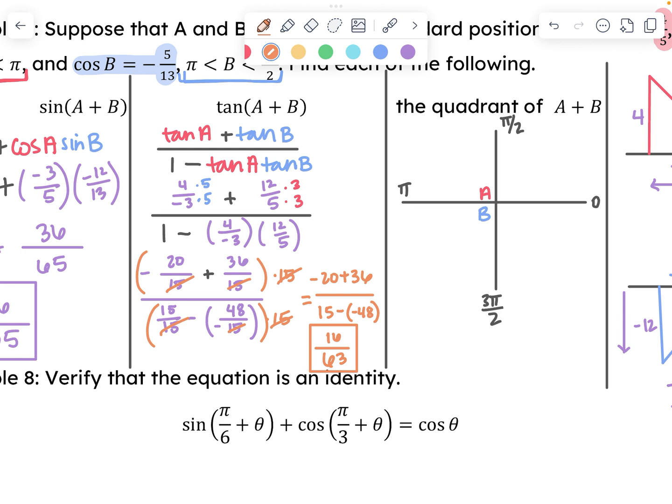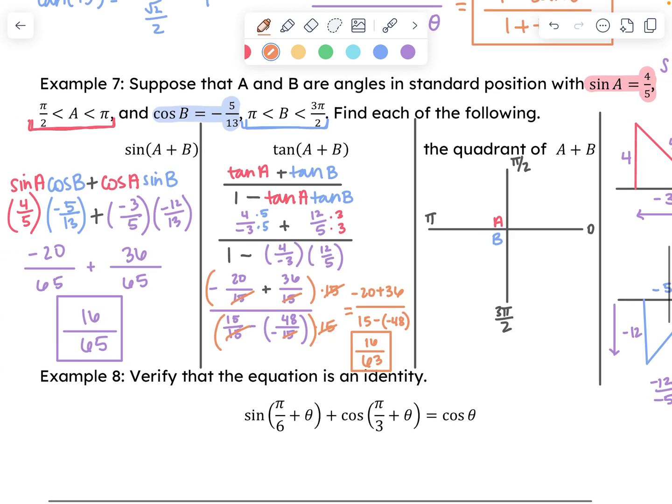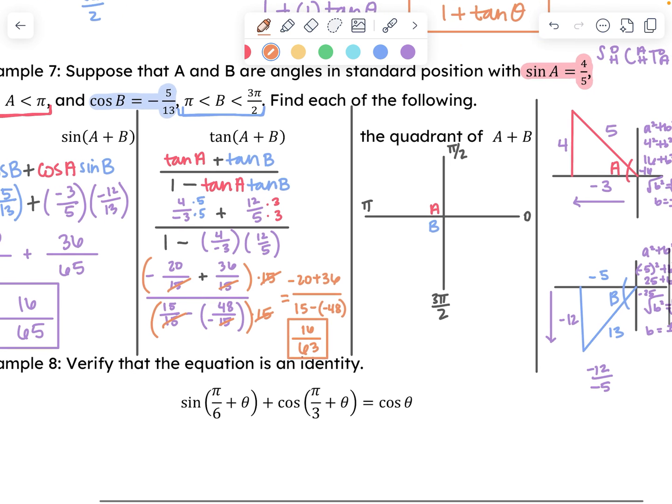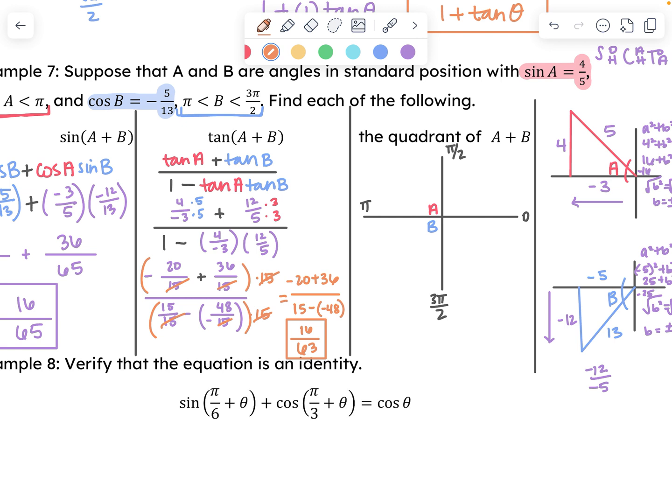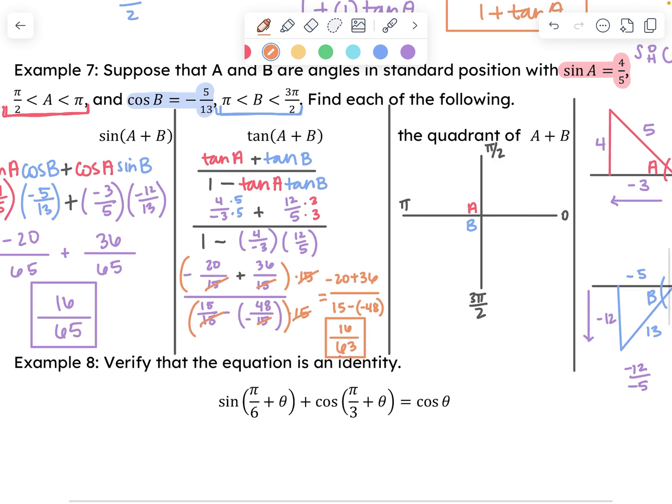And now, once again, you could simplify all that in your calculator, but remember you don't get a calculator for everything after this class, so it might be helpful to know how to do some things by hand. Now to find the quadrant of A plus B, I'm going to look at what's positive and what's negative and see if that can help me.